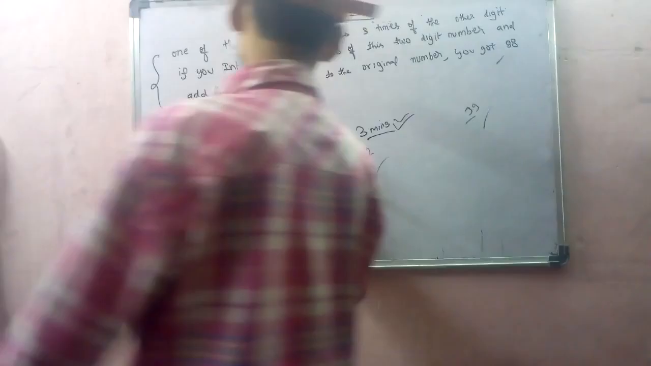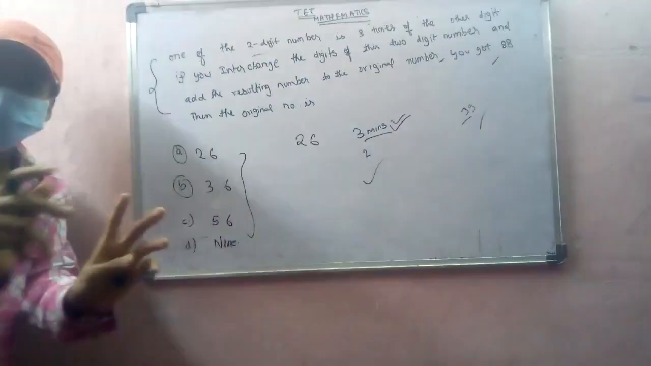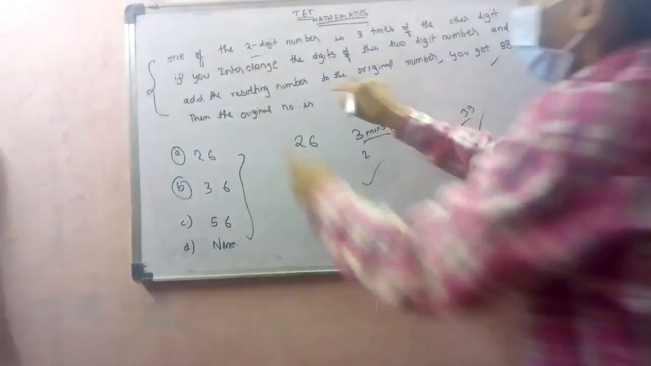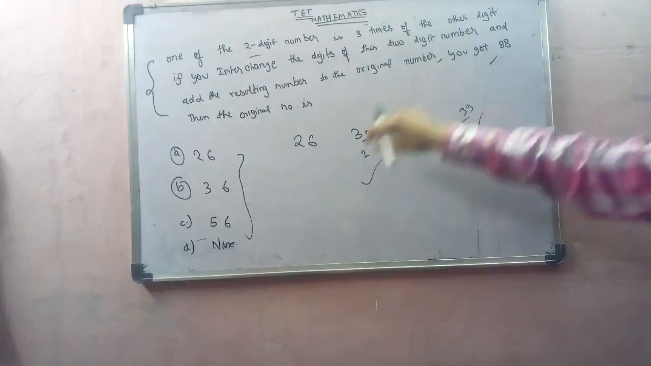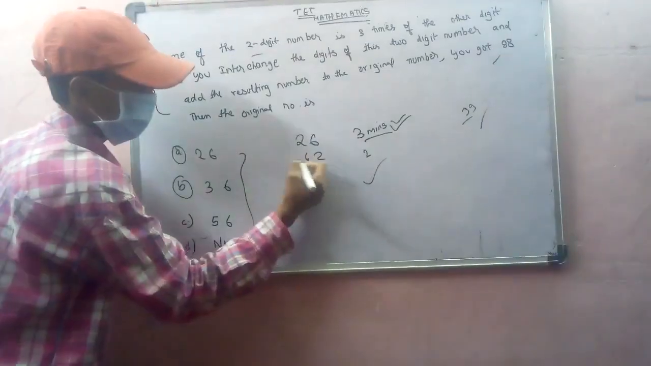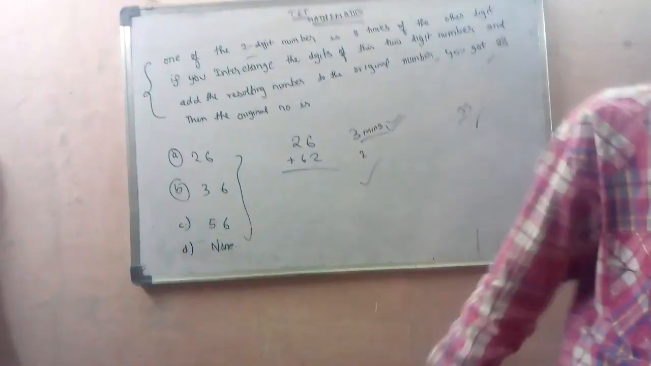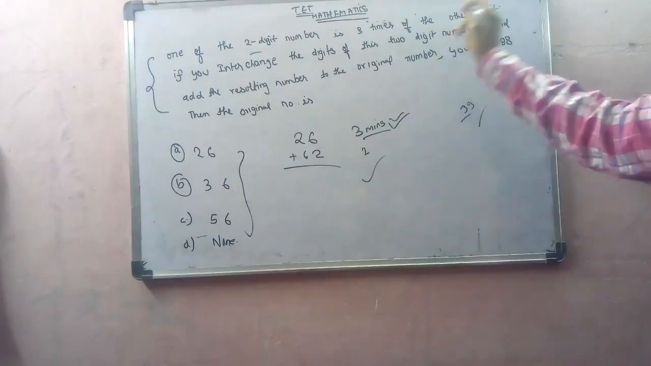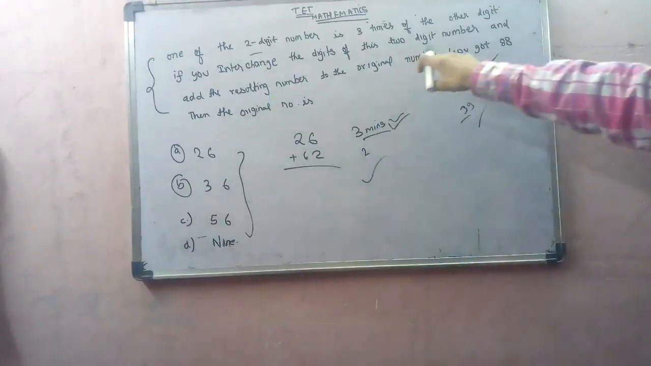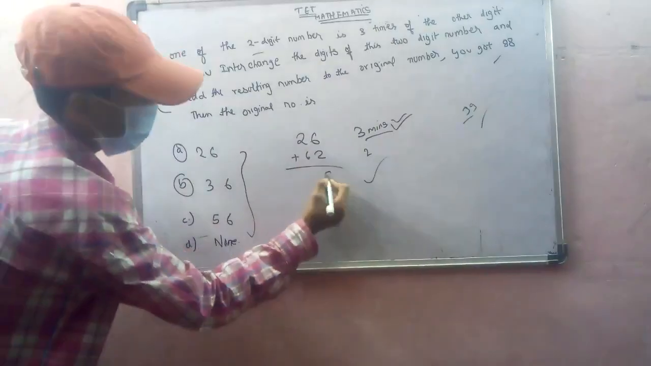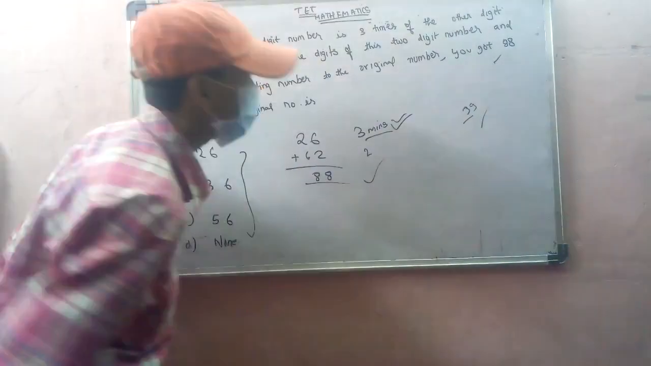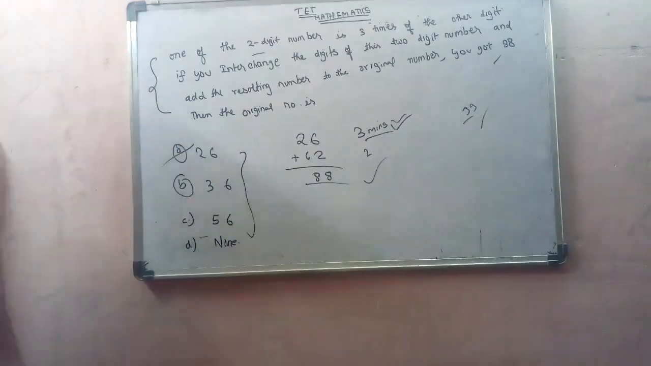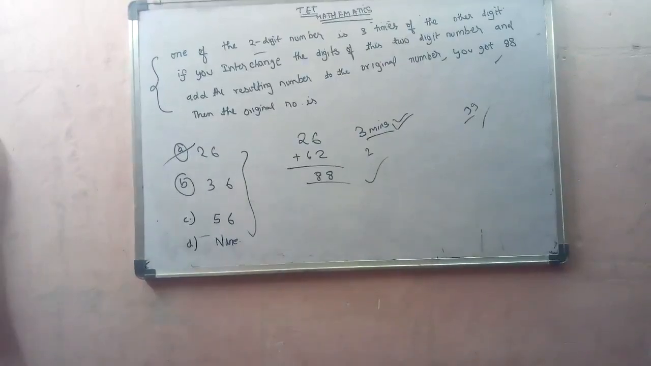Okay, 26 is there. Now if you interchange, 62, and we should add. Why? See here, add the resulting number to the original number. Okay, you got 88, then the original number is... 6 plus 2, 8, 8. You got 88, means which number? 26. Which option is it? Option A is the correct answer. 26 is the correct answer.